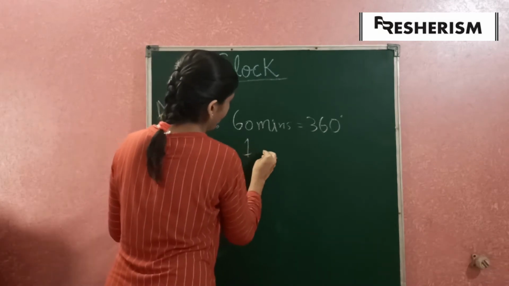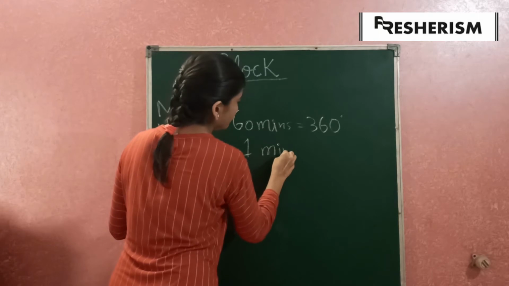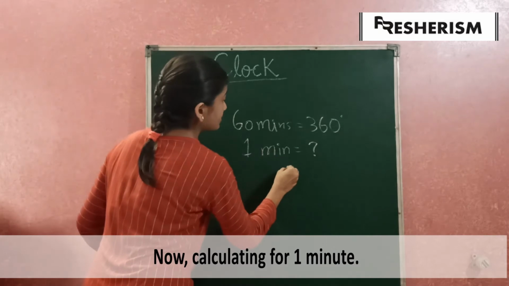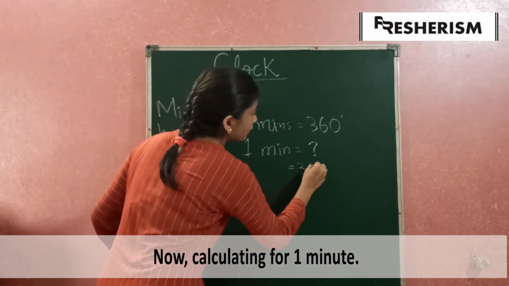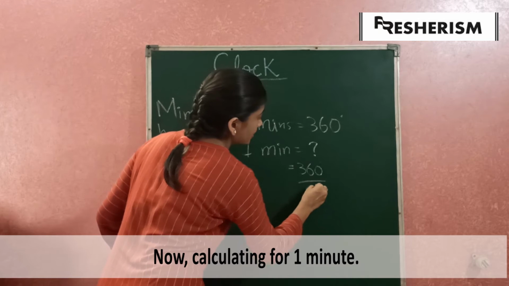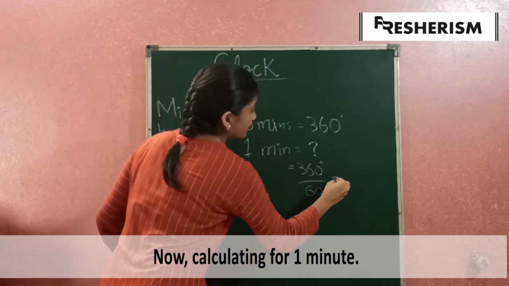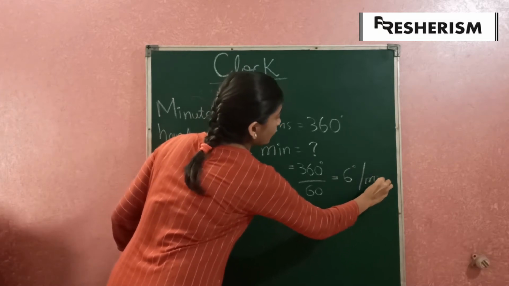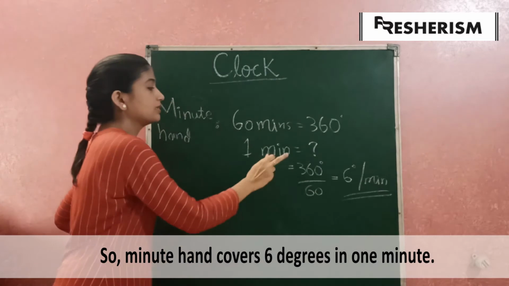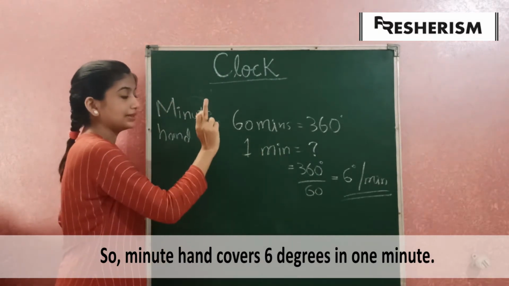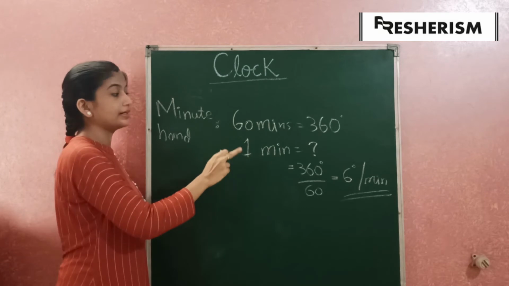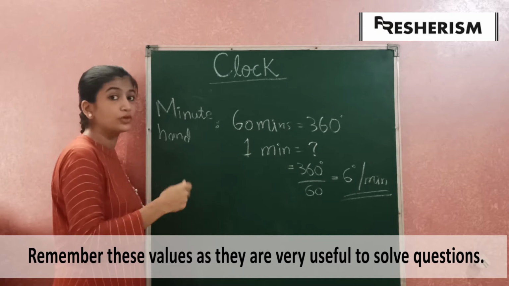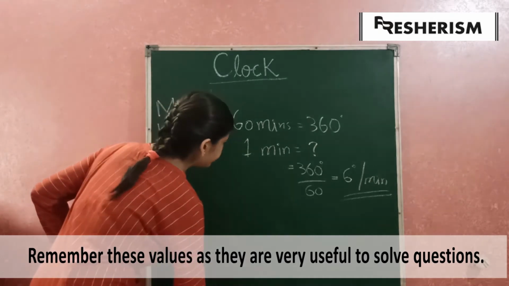But suppose we have to find it for 1 minute. So 1 minute is equal to, what is the answer? Simply cross multiplication: 360 degrees divided by 60. By simplification, it covers 6 degrees per minute. For the hour hand it was 30 degrees per hour, and for the minute hand it is 6 degrees per minute. These are important values which we have to remember for solving aptitude questions.